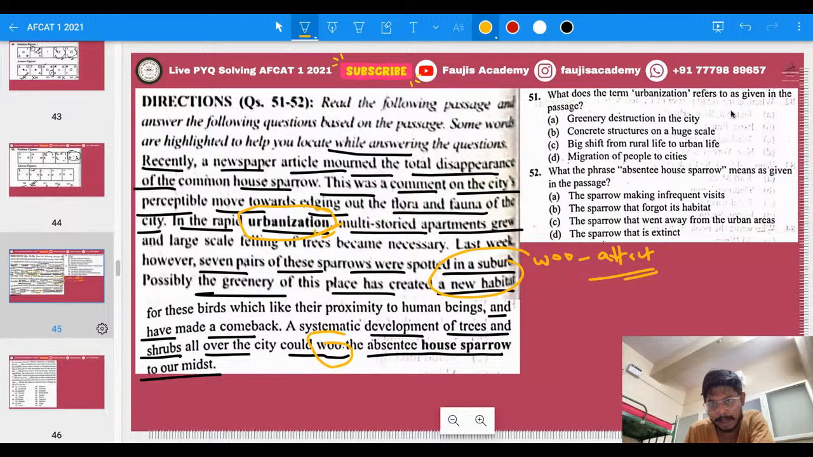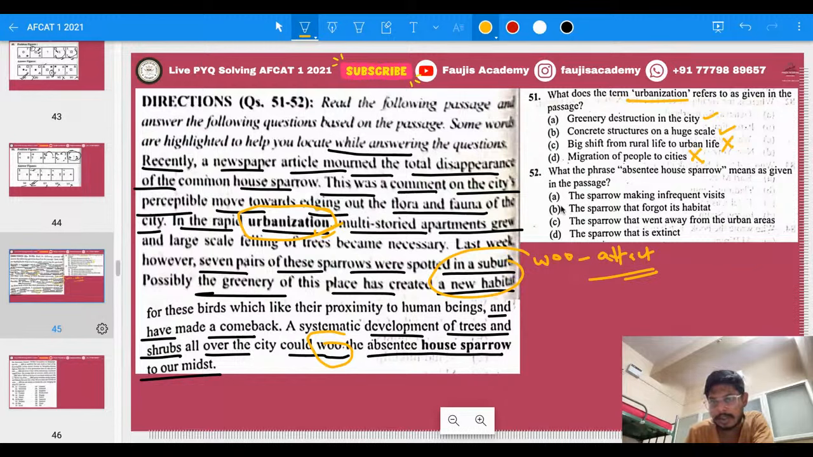As per the given passage: urbanization, greenery destruction in the city, possible. Concrete structures on a huge scale, possible. Big shift from rural to urban life. We haven't talked about a big shift from rural to urban life. Migration of people to cities. We haven't talked about this as well.